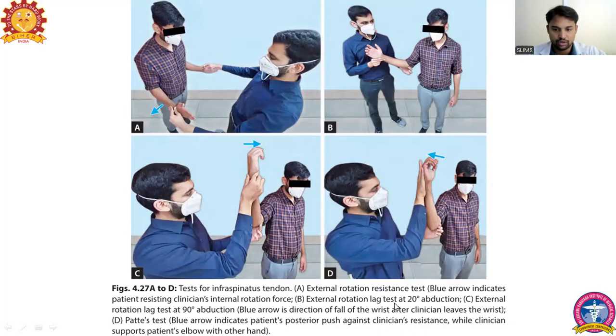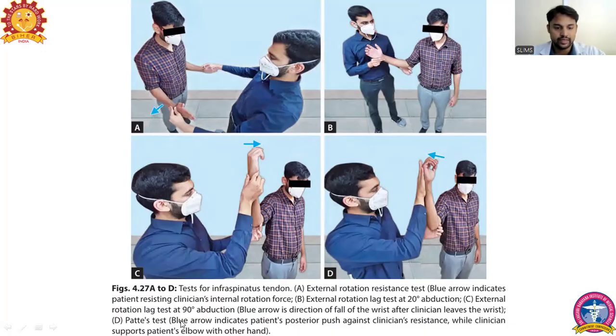So this is the external rotation lag test. At 20 degrees of abduction is B, and C is at 90 degrees of abduction. The blue arrow indicates the patient's fall of the wrist after the clinician lets go of the wrist, indicating the posterior position.